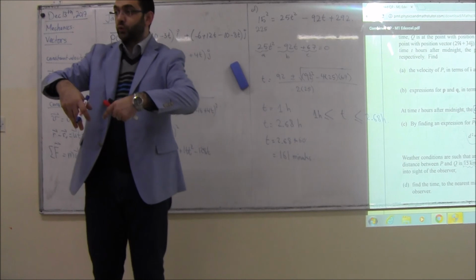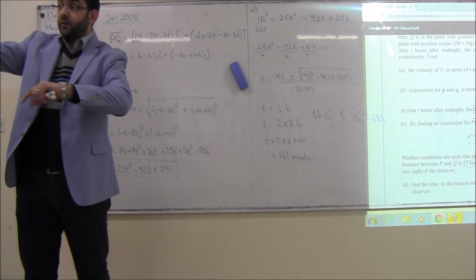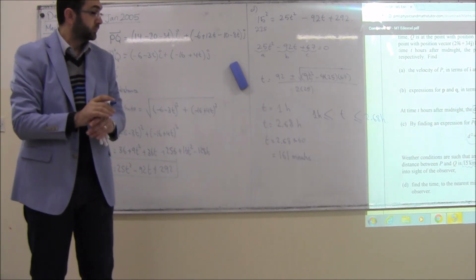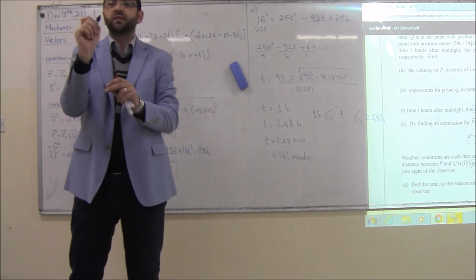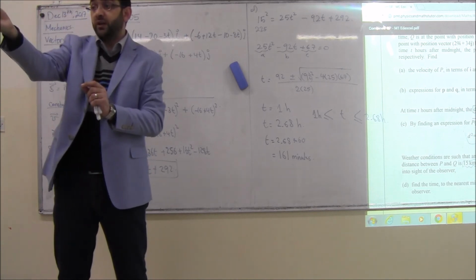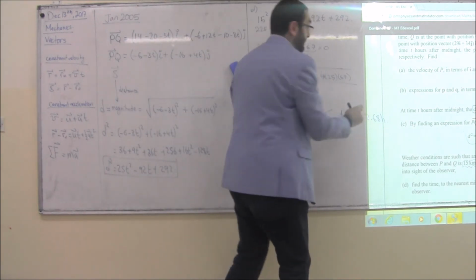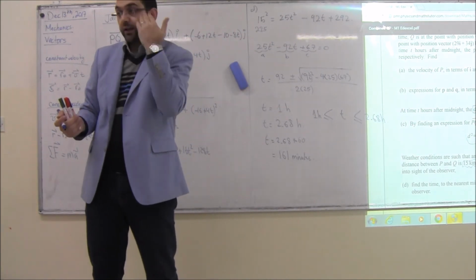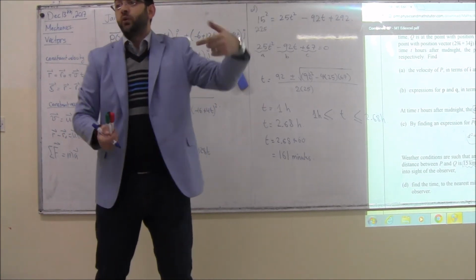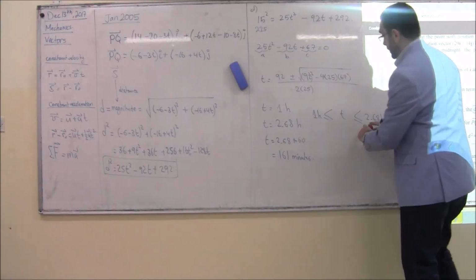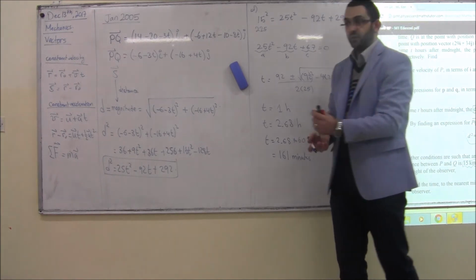Let me understand it this way: this is ship P and this is ship Q. After 1 hour I started to observe the lights on Q. From 1 hour to 2.68 hours I still see the lights of Q. After 2.68, this means the distance is now more than 15. You got the point?